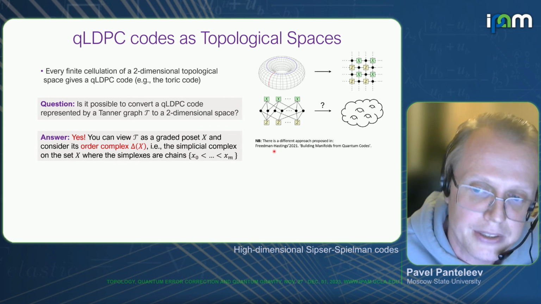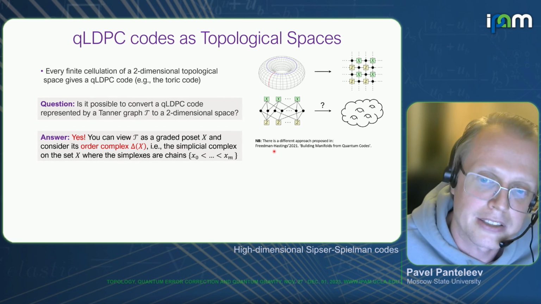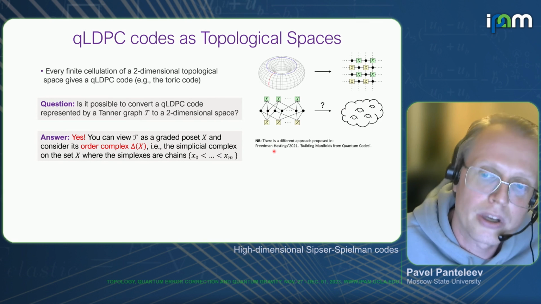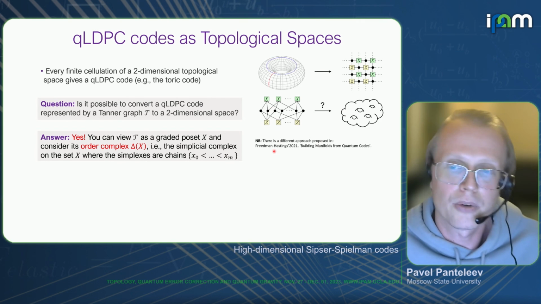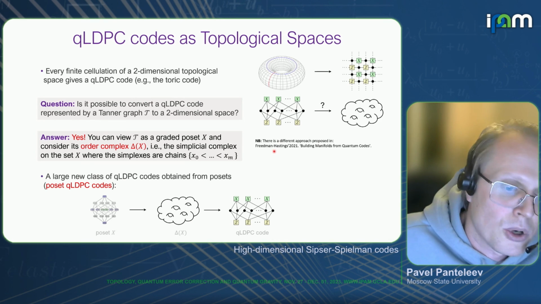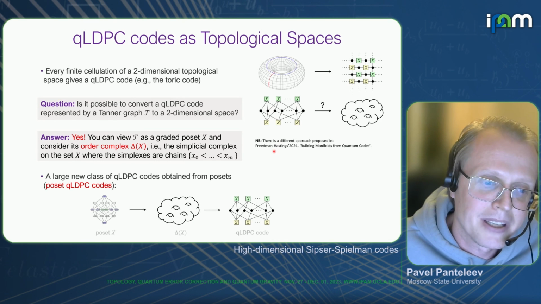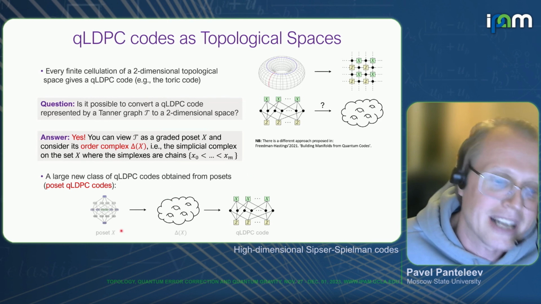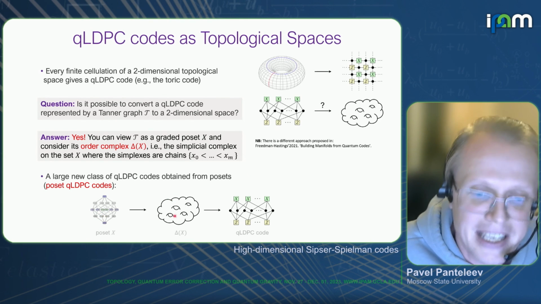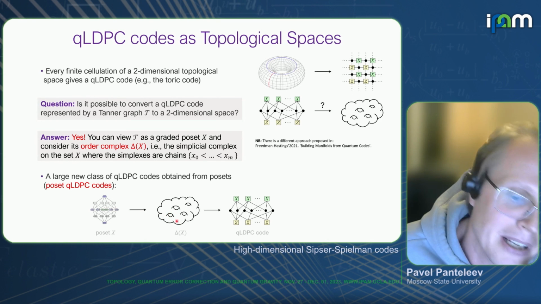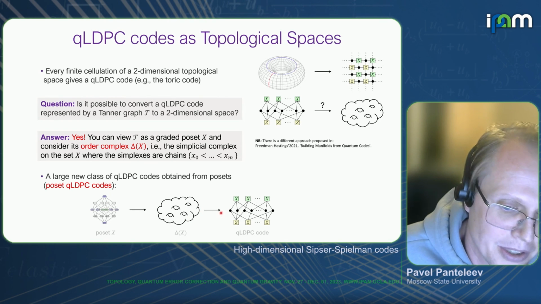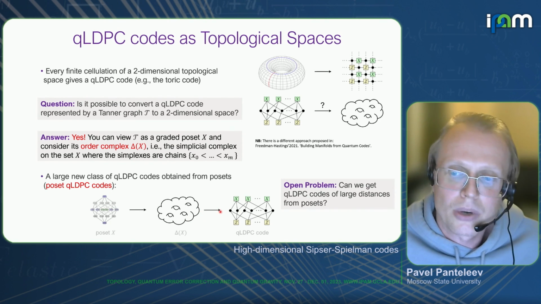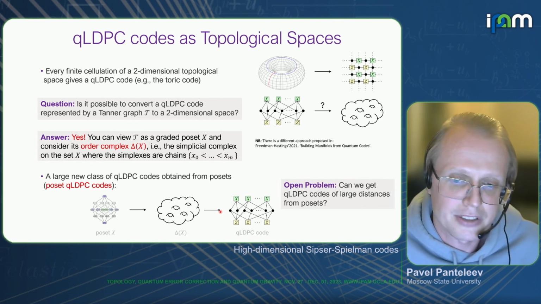I should note that there is a different approach to this, and there's a very nice paper by Friedman and Hastings, where they show not just how to construct a topological space, but even how to construct a manifold from a quantum LDPC code. It is also quite natural to invert this idea: maybe you can start with a poset, obtain its order complex, which is a topological space, and then interpret it as a qLDPC code. And it's very natural to ask, can we construct some interesting qLDPC codes of large distance from posets?